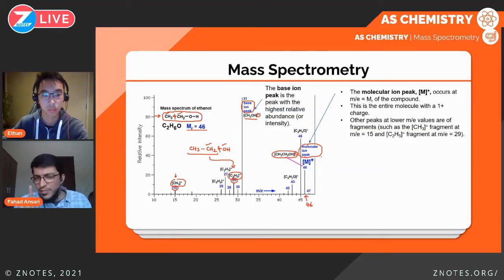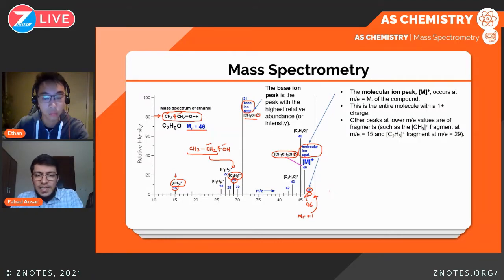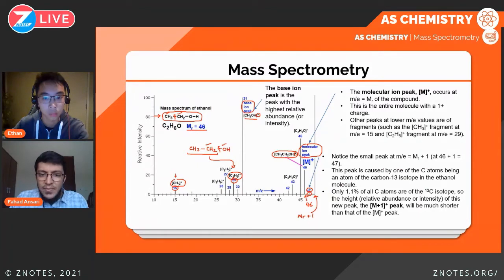Now, one very important but very small peak, you probably don't notice it, but over here you may notice that there's a very tiny peak at a mass-to-charge ratio of 47. This is basically the Mr of the molecule plus one. So 46 plus one gives us 47. There's a very tiny peak over here, and this is called the M plus one peak. So we call this particular peak the M plus one peak.